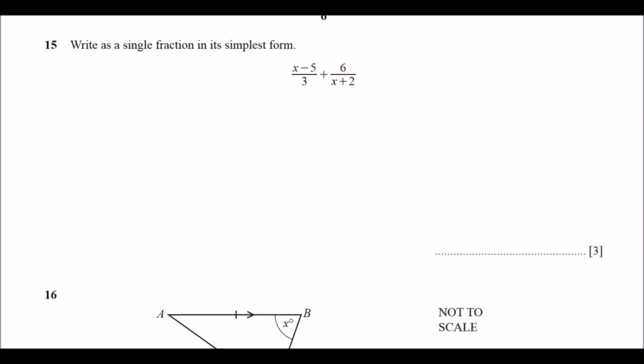Okay, number 15. Write as a single fraction in the simplest form. Now notice here how we're adding fractions, yeah? When we add fractions, all we care about is having common denominators, okay? So looking at the left hand side, we know that it's missing an x plus 2, so that's what we're going to multiply up and down by. And the right side is missing a 3, so that's what we multiply up and down by.